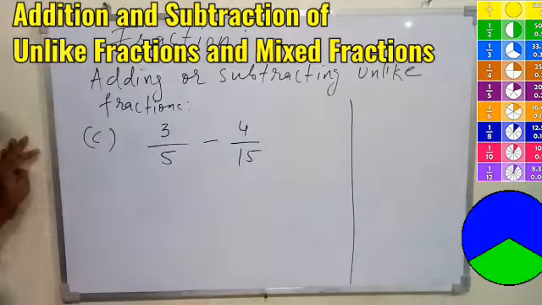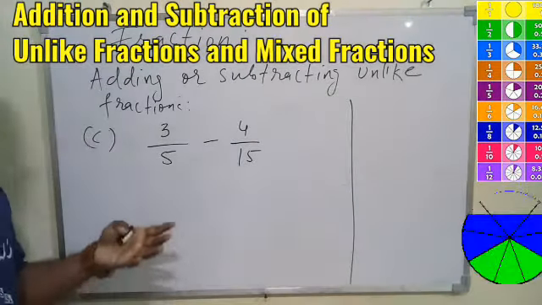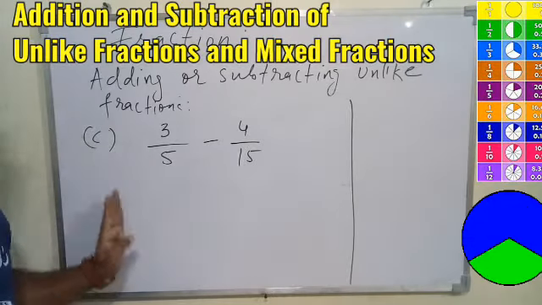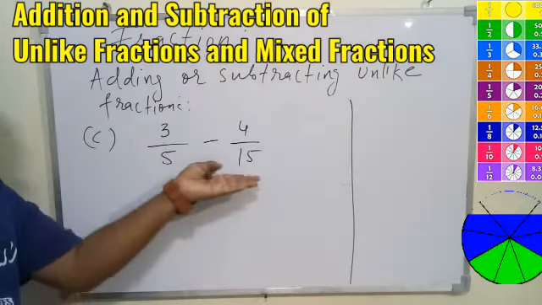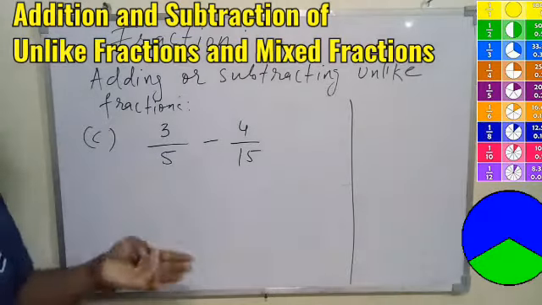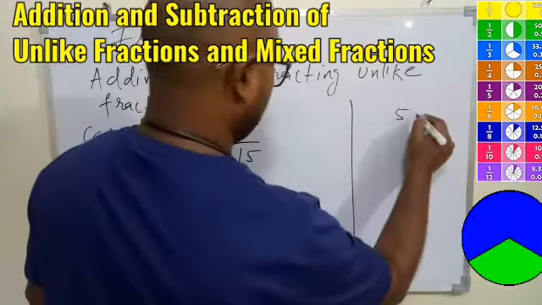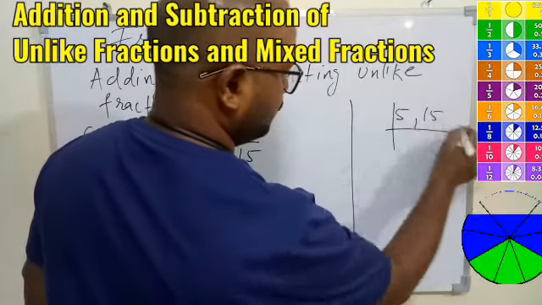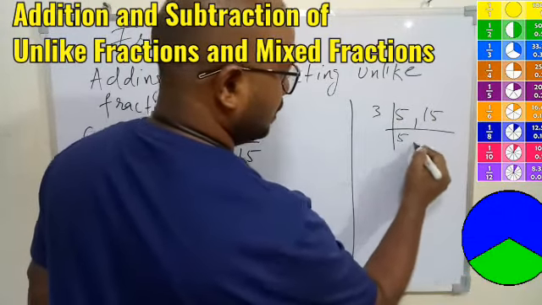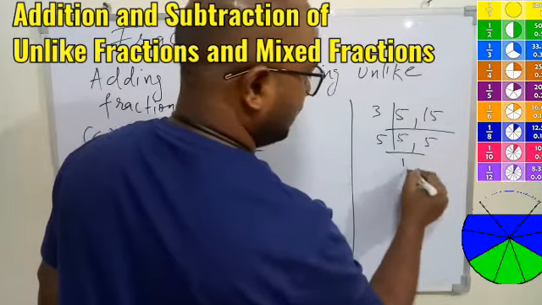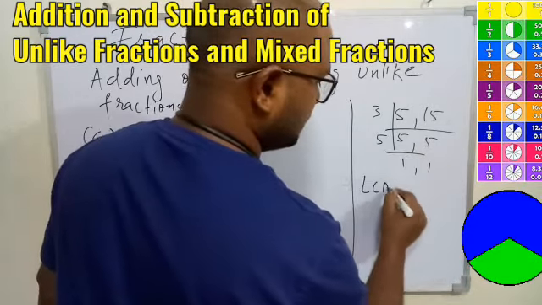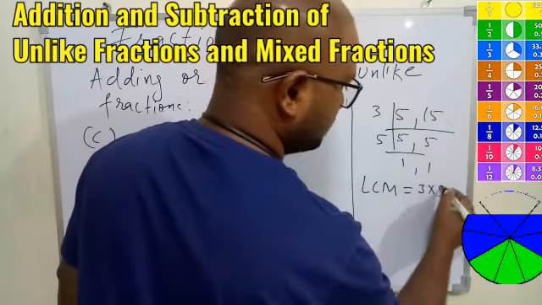Again, two methods we have. Either you first convert this into like fractions and then you do the subtraction, or you can directly go for the method. So we can find the LCM of 5 and 15. So very first 3, 5, 5, 1. So LCM is nothing but 3 into 5, that is 15 only.